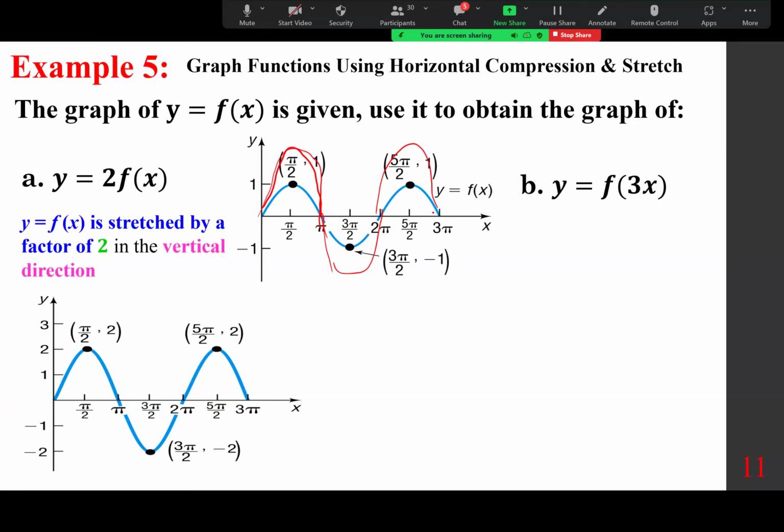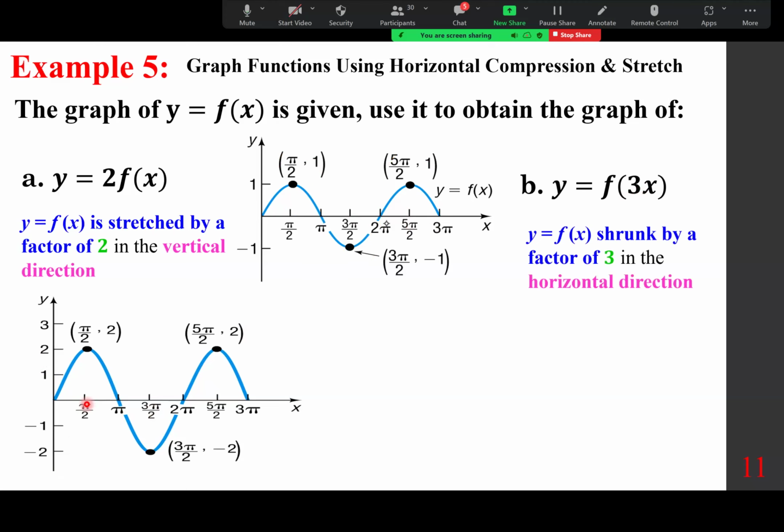Y equals 3 f of 3x. Now, it is shrunk by a factor of 3 in the horizontal direction. What does it mean? I want to make sure we understand that one. So basically, when you look at this one, let me erase that. I want you to notice this sinusoidal function, and you stop here as a complete cycle.